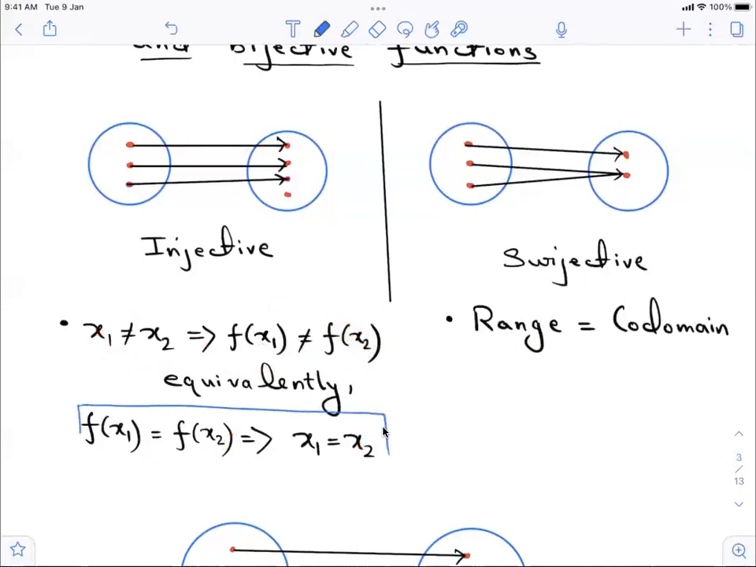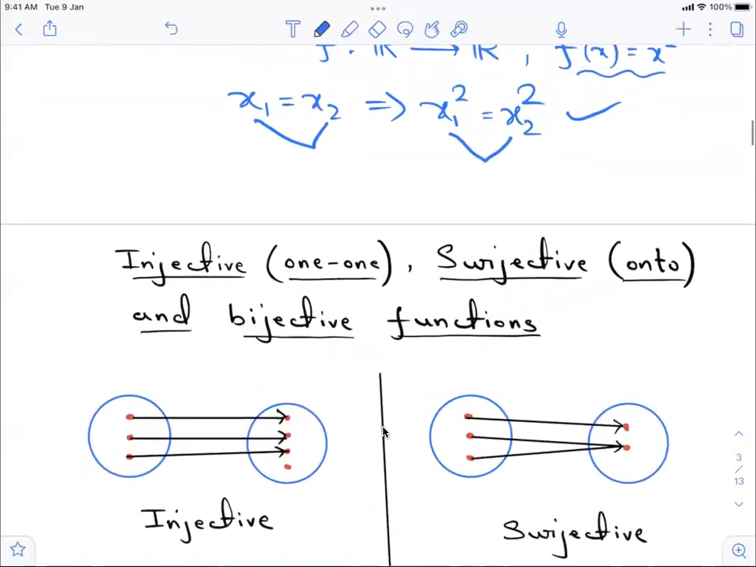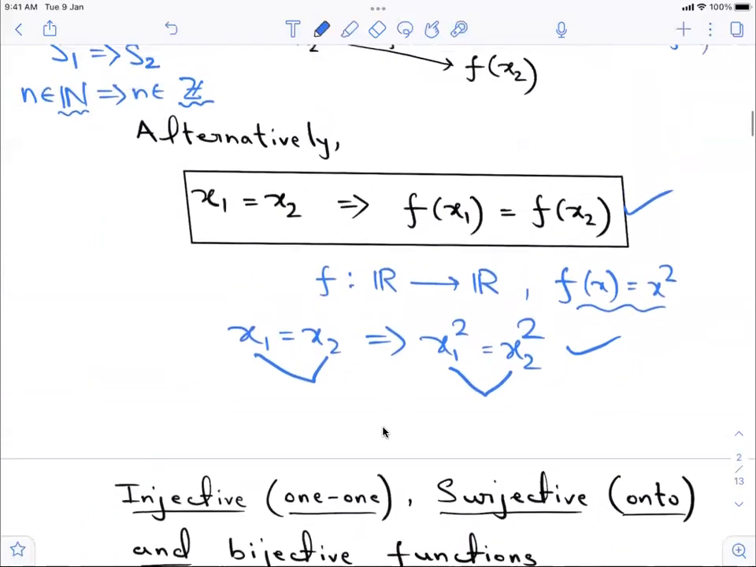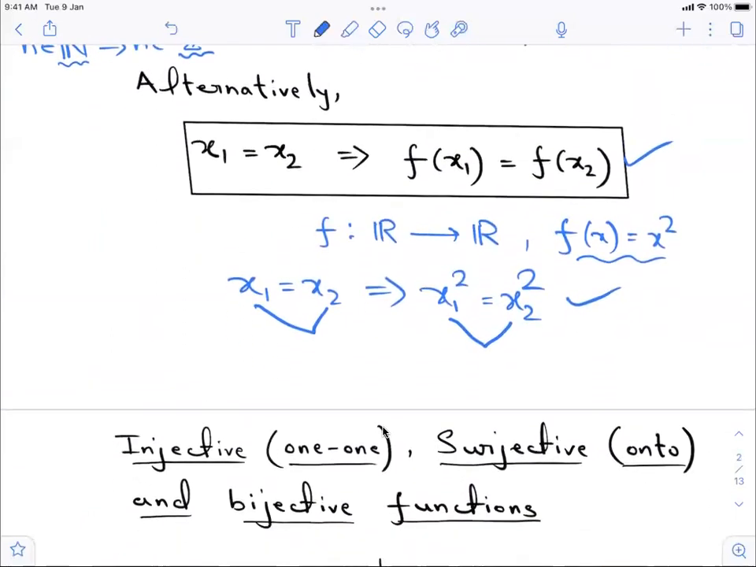Okay, whether f(x1) equals f(x2) implies x1 equals x2. For example, I can use this to check whether the function f(x) equals x squared is injective or not. So the implication is the other way around this time. For injective, the other direction should hold.